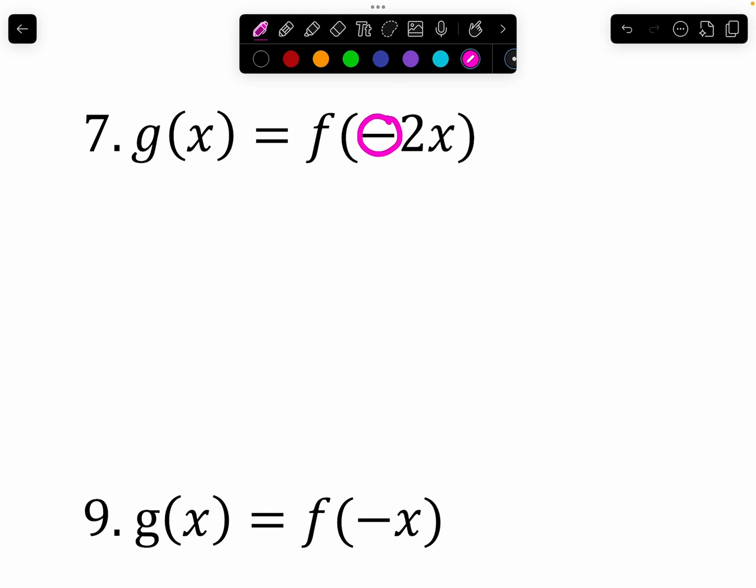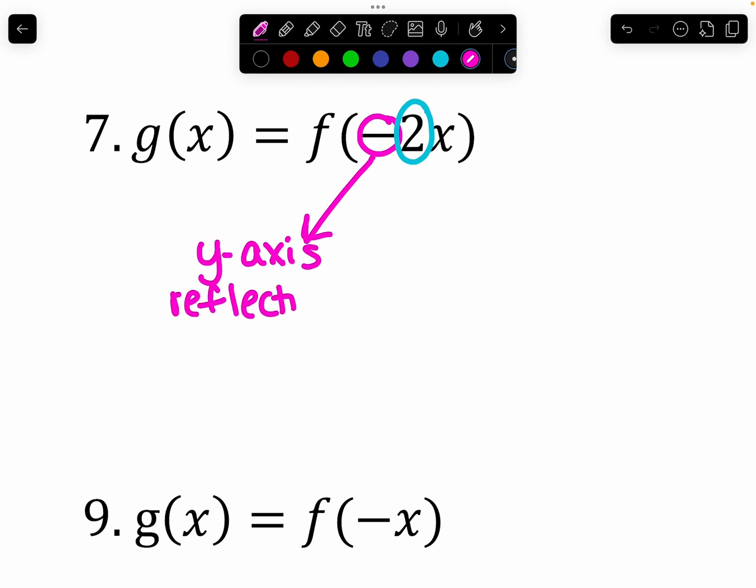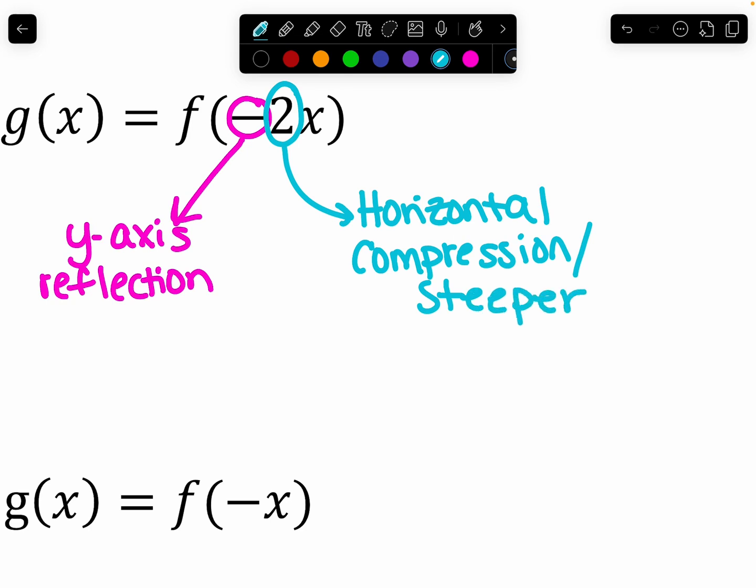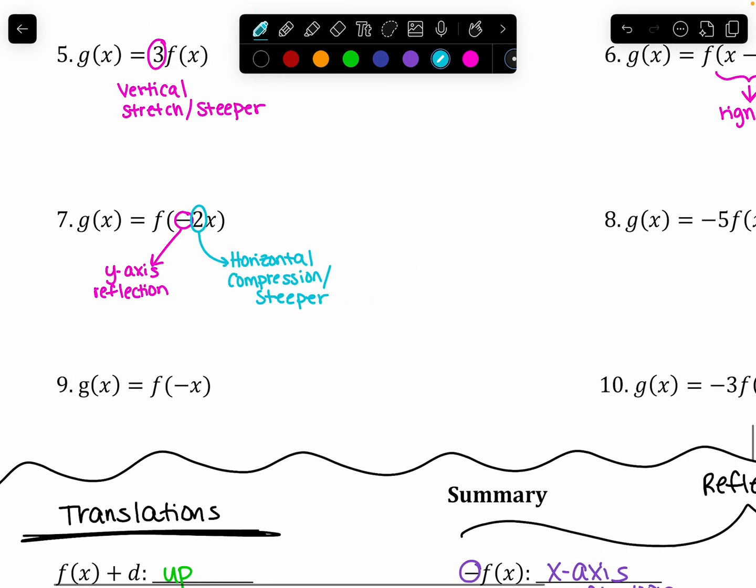All right, here we have a negative on the inside of our parentheses, and then we have a 2. The negative is going to be a y-axis reflection. And this 2, because it's on the inside of the parentheses, is going to be a horizontal change. Because that number is greater than 1, we want to think stretch, but because it is on the inside and it's with horizontal, it's going to be the opposite. So this is a horizontal compression. However, my graph is actually still getting steeper.